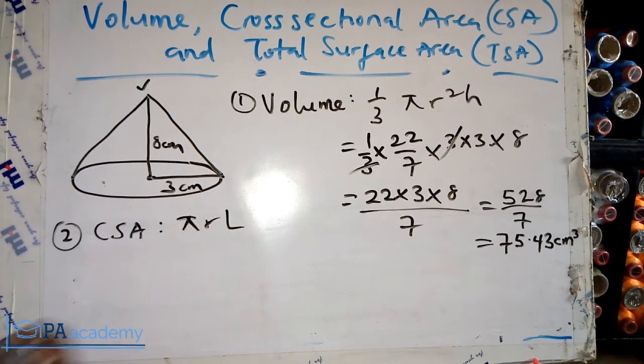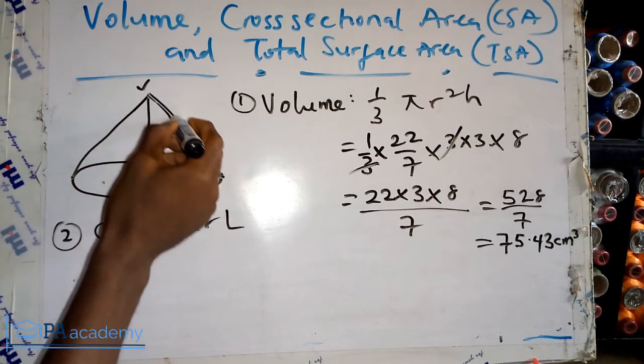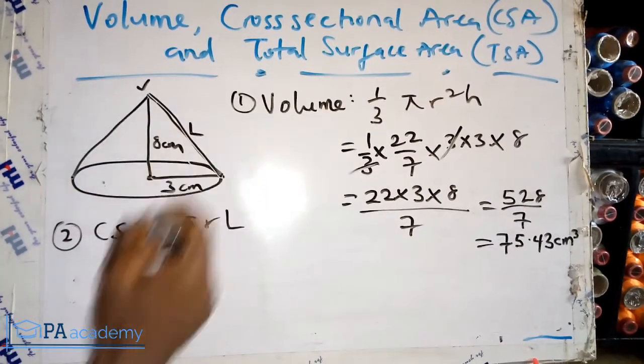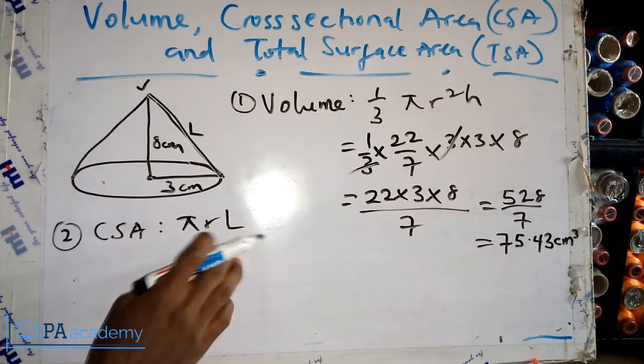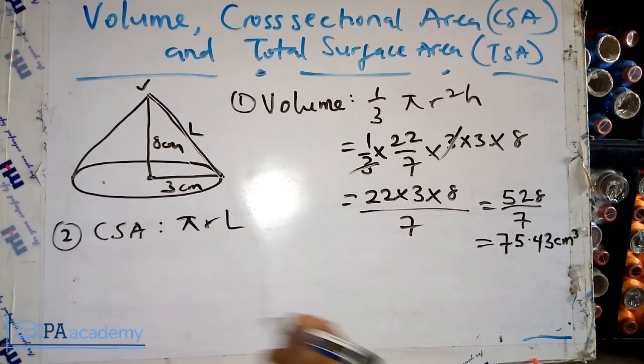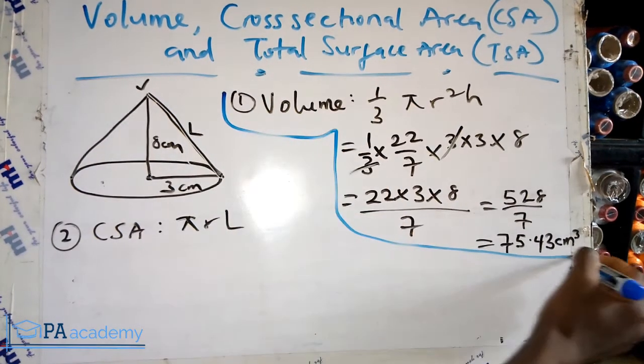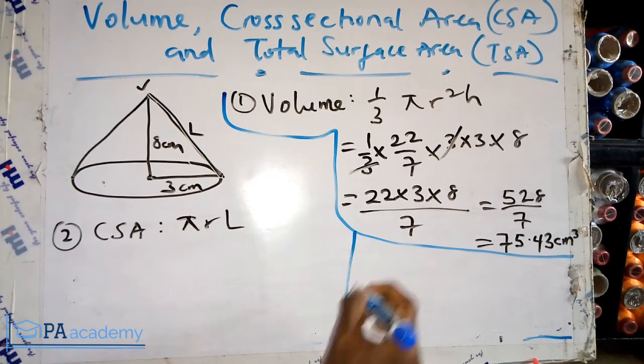pi r L. Now before we go further, if you look at it, we know the value of pi, we know the value of r, which is our radius as 3, but we don't know L. L is this slant edge, this is L. So first of all, the first thing we are going to do is to find the value of L. So let's calculate for L here.